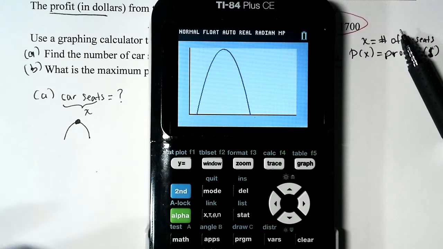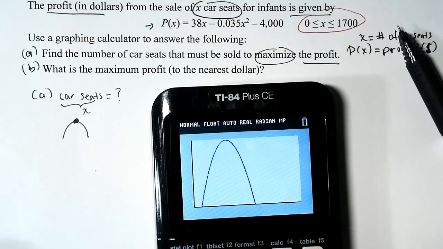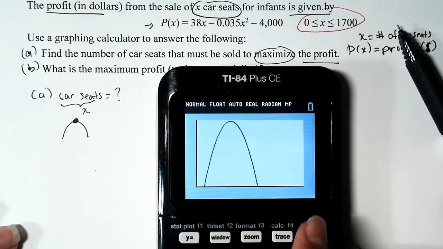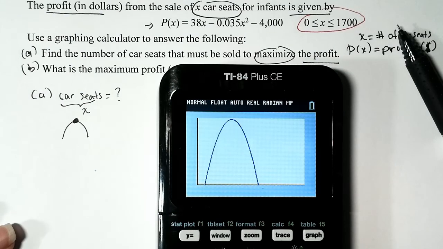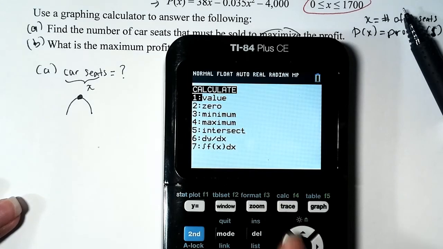After all of this, I forgot the question. The question reads, find the number of car seats that must be sold to maximize the profit. So maximize something, we want to find that high point. So we're going to do second calc, and then drop down to option maximum.